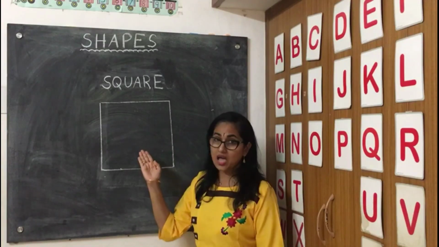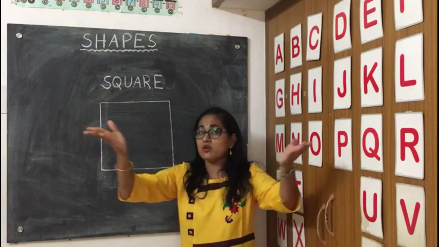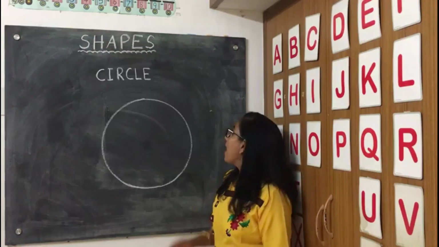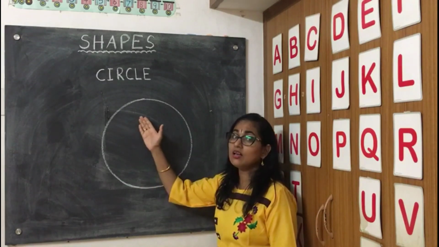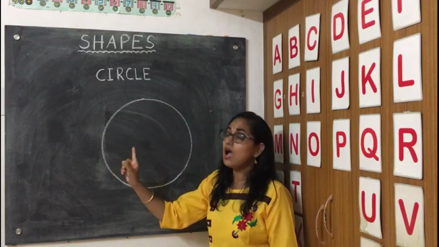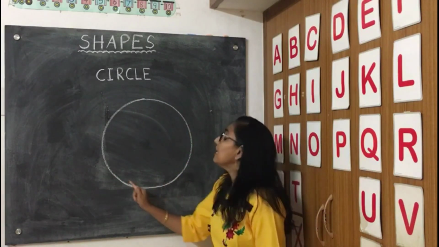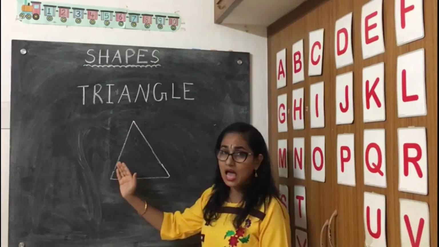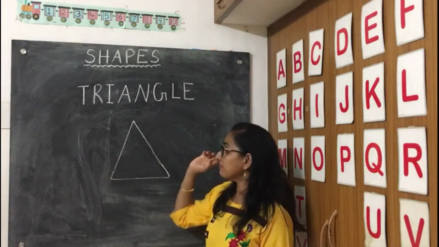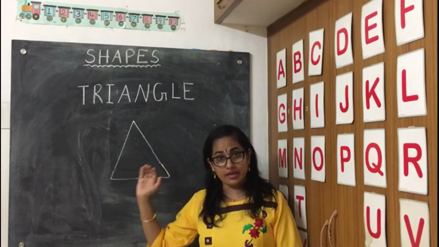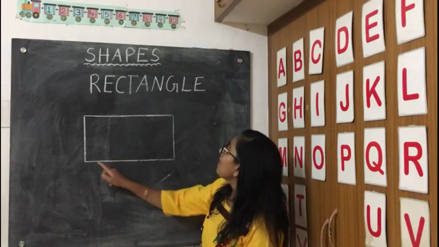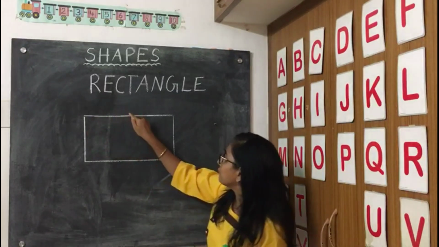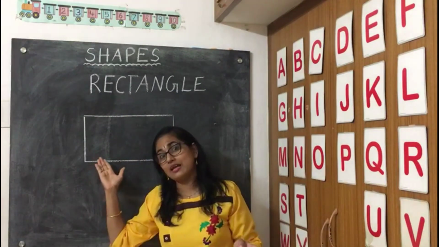I'm a square, I'm a square. You can see me everywhere. I have four sides. I'm a square, I'm a square. I'm a circle, I'm a circle. I go round and round and round. I have a curved side. I'm a circle round. I'm a triangle, triangle. I'm a pointy little shape. I have three sides. I'm a triangle, triangle. I'm a rectangle, rectangle, like a really long square. I have four sides. I'm a rectangle, rectangle.